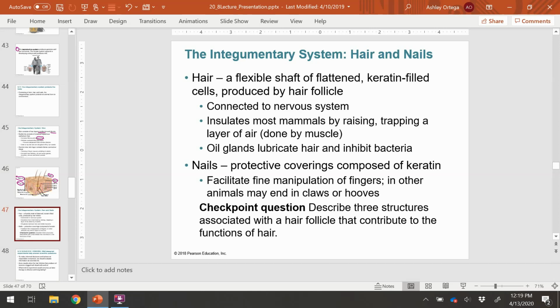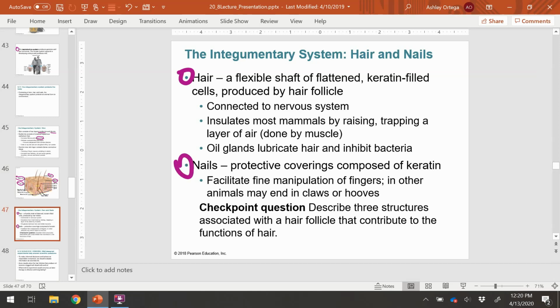And so looking at the system here of hair and nails, hair is going to be a flexible shaft of flattened keratin-filled cells produced by the hair follicle. They're usually connected to the nervous system, and are responsible for trapping heat or a layer of air, and so that helps in insulating us. The oil glands are responsible for preventing bacterial growth and lubricating hair. And looking at nails here, we have protective coverings also made up of keratin that will help with fine manipulation of our fingers.